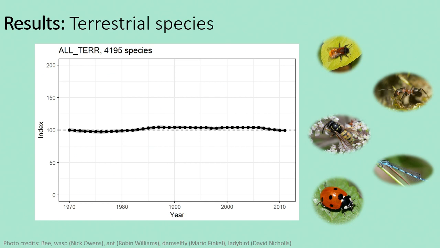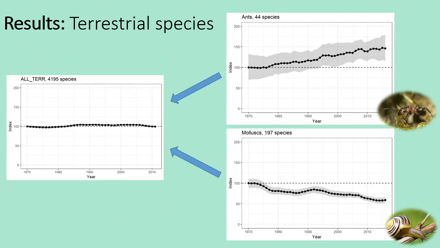However, if we split this indicator by taxonomic group, there's a lot of variation within this indicator. So there are a few groups that are showing strong increases, such as the ants shown here, and other groups showing very strong declines, such as the mollusks at the bottom there. So there's a lot of variation hidden within this single line.